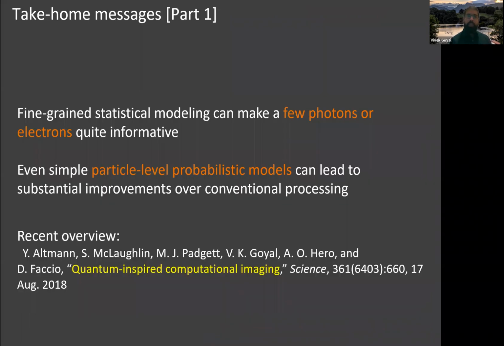The take-home messages from this part of the talk are that fine-grained statistical modeling can make a few photons or electrons informative enough to do interesting things. And even very simple particle-level models can be the basis for processing that improves substantially over conventional methods.